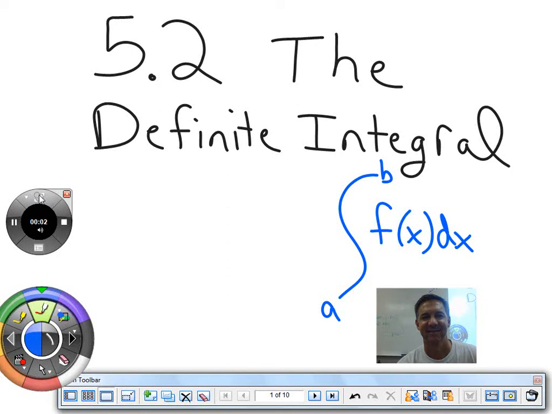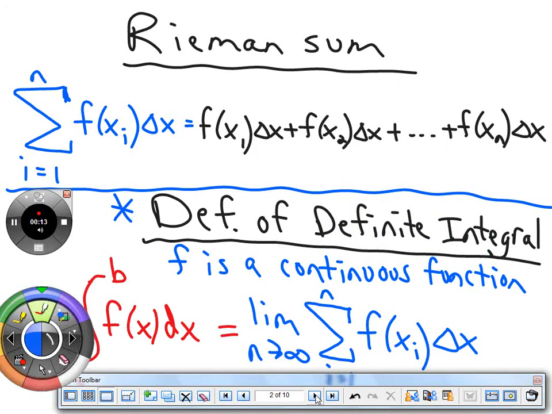All right, so this is 5-2, the definite integral. So this is an integral sign. So let's get rolling. We have a Riemann sum, and that is adding up the area of a bunch of rectangles, a certain number of rectangles. So this is a Riemann sum.